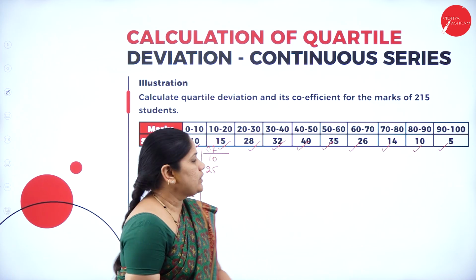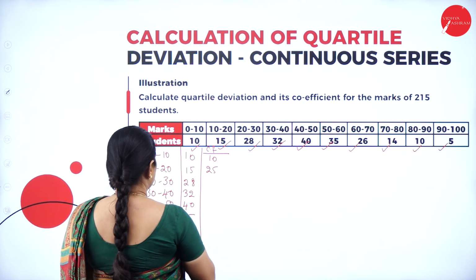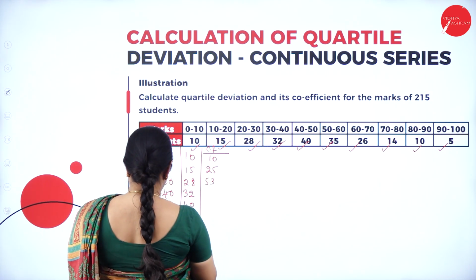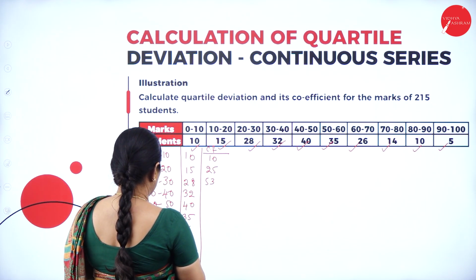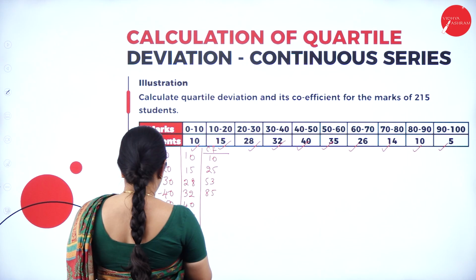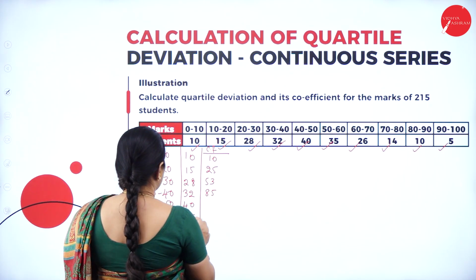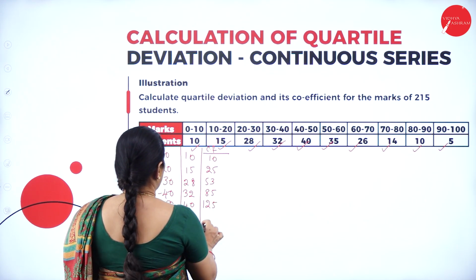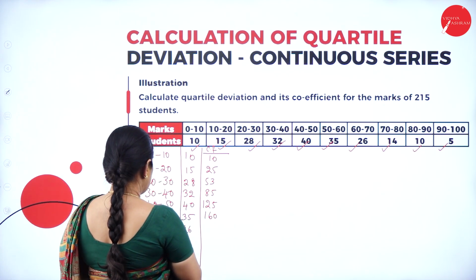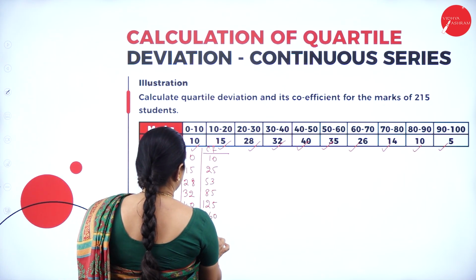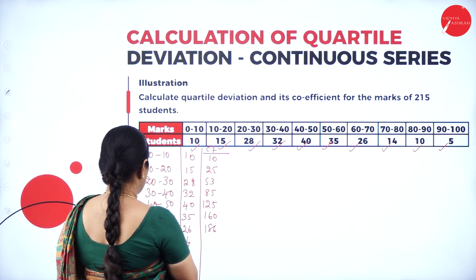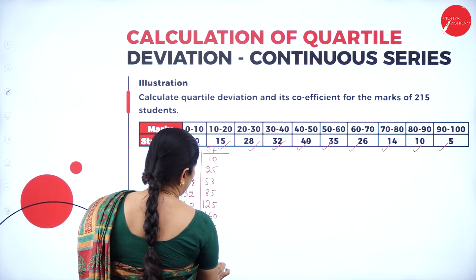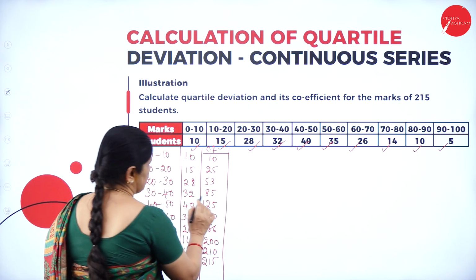So next I have to add all the frequencies here. So 10 plus 15 is 25. 25 plus 28 will be 53. 53 plus 32 will be 85, plus 40, that will be 125, plus 35, 160, plus 26, 186, plus 14, 200, 210, 215. So this is the CF given here.